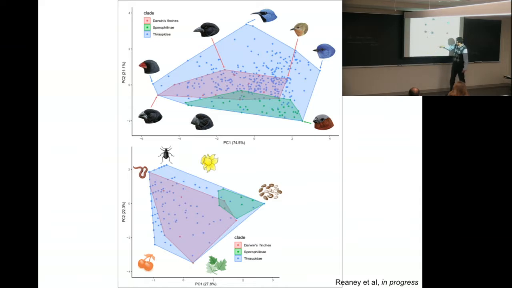This is all the tanagers feeding on all sorts of different food types: the nectar and the insects, the vertebrates, fruit, leaves, and seeds. And you can see that Darwin's finches as a group managed to occupy most of that. Most of what tanagers eat, they eat.